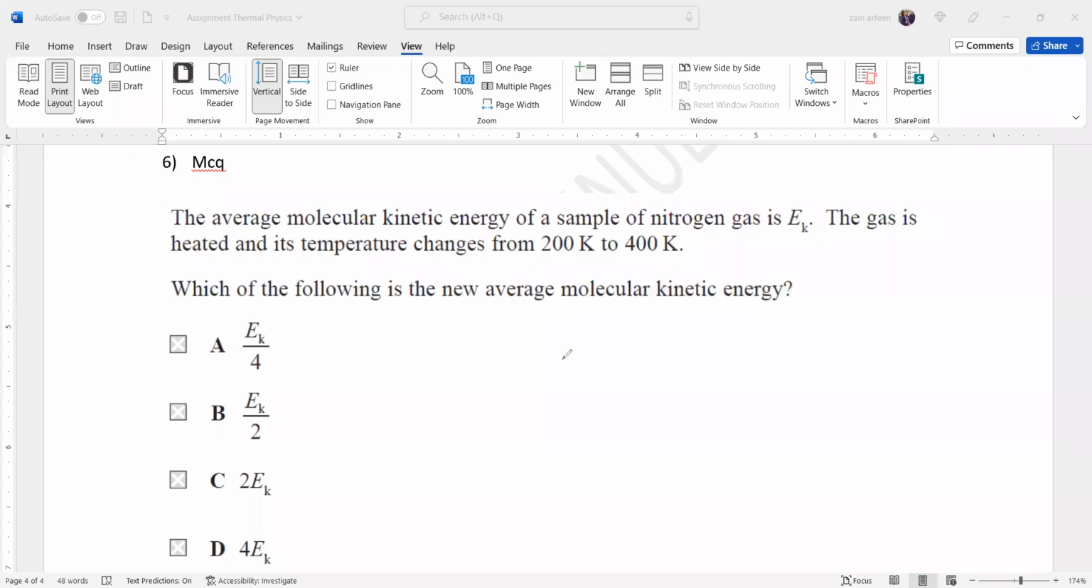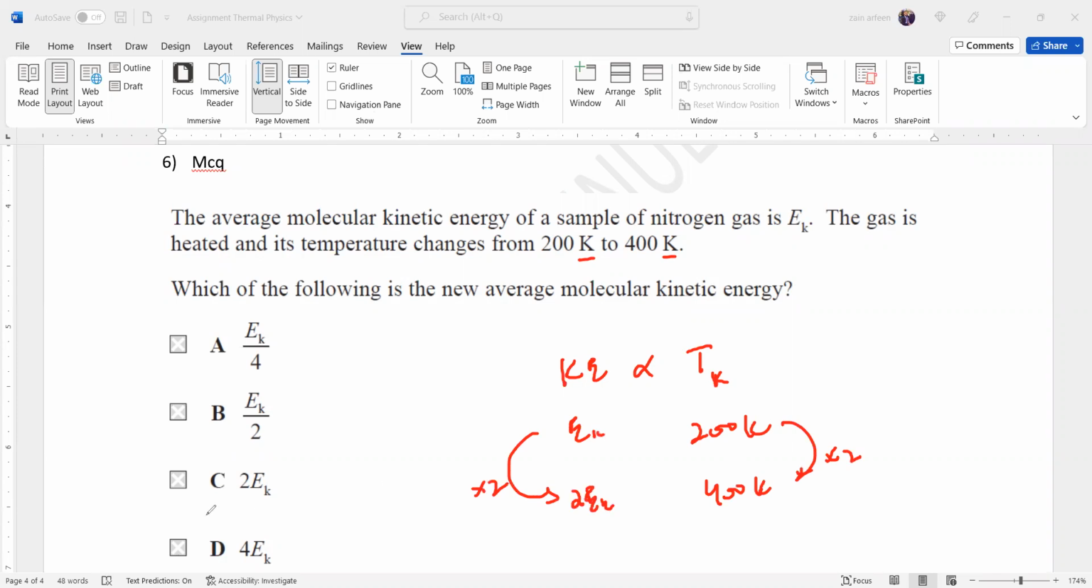The average kinetic energy of a molecule is proportional to temperature in Kelvin. That is an important thing. If the temperature was in Celsius or Fahrenheit and the temperature doubled, the kinetic energy would not double. But now the temperature was 200 turned into 400 Kelvin, so if the temperature doubles, the kinetic energy will also double. So if it was EK here, it will become twice this. That's why C is the valid answer.